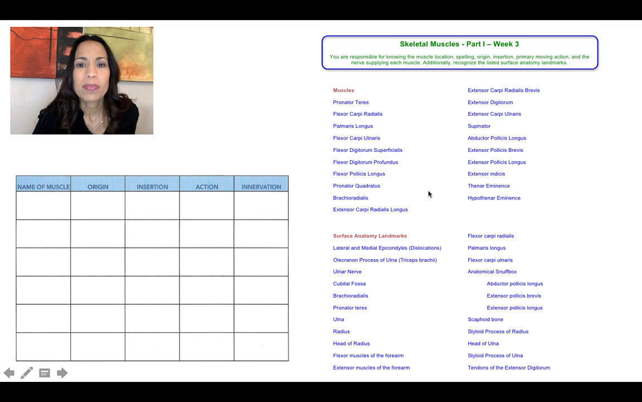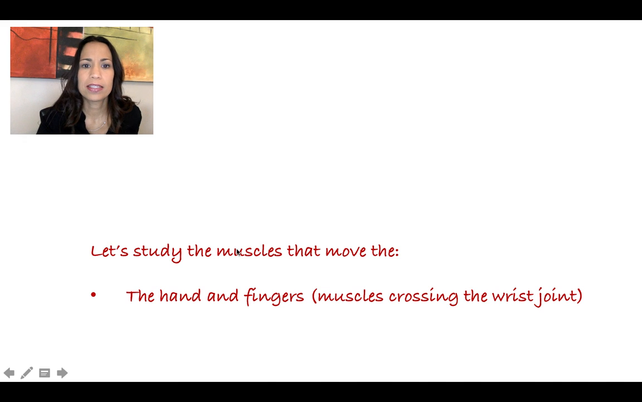fix. Again, you have the list in Blackboard. You can access the list of muscles that we're going to cover this week. This is the group of muscles, and this is the group of surface anatomy landmarks. Use your table. Let's start.